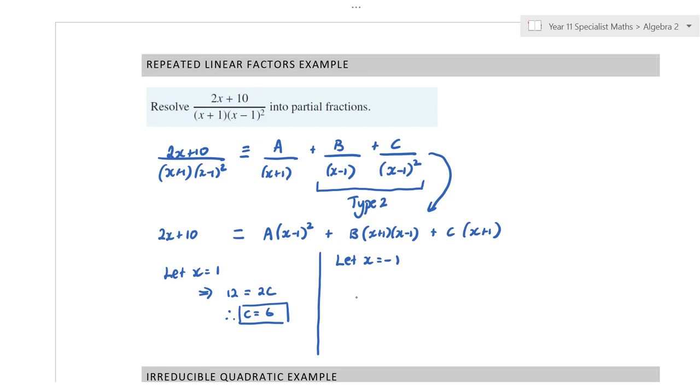Okay? So -2 plus 10, so I've got 8 on the left-hand side. Now on the right-hand side, we've got this -2 squared is 4. So that's going to be 4A. And of course, I'm going to have 0B and 0C. Well, that's quite nice. I got A is equal to 2.